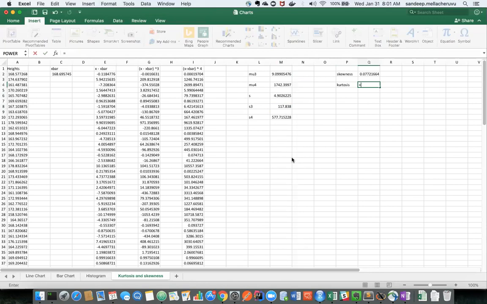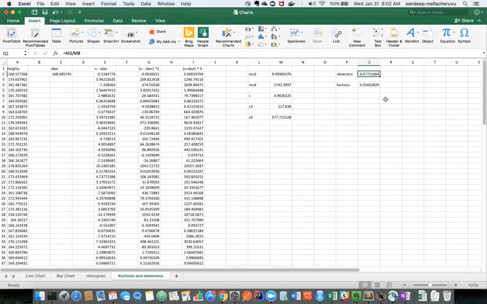Kurtosis: M4 by S power 4. This is my M4 by S4 minus 3, right? Yes, Sandeep. Whole minus 3. This is called excess kurtosis. Okay, M4 by mu 4, is it right? M4 by S4 minus 3. Yeah, this is correct.